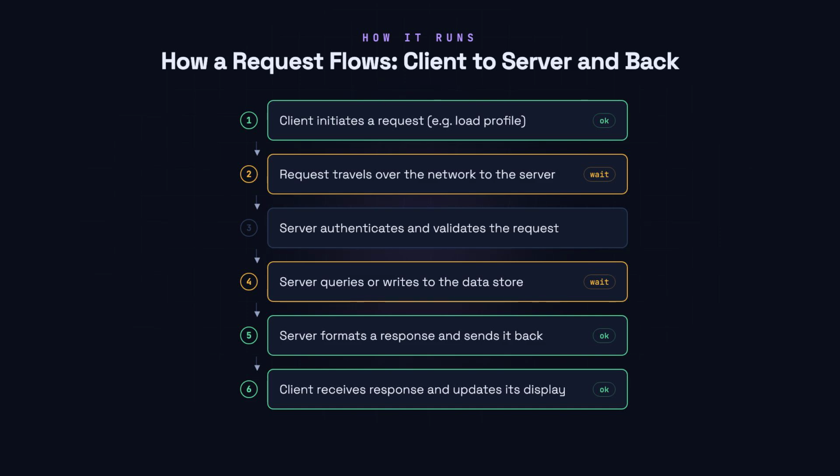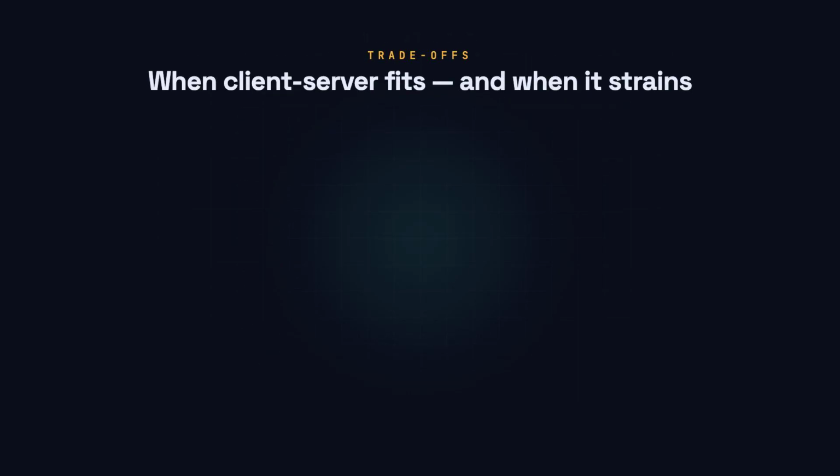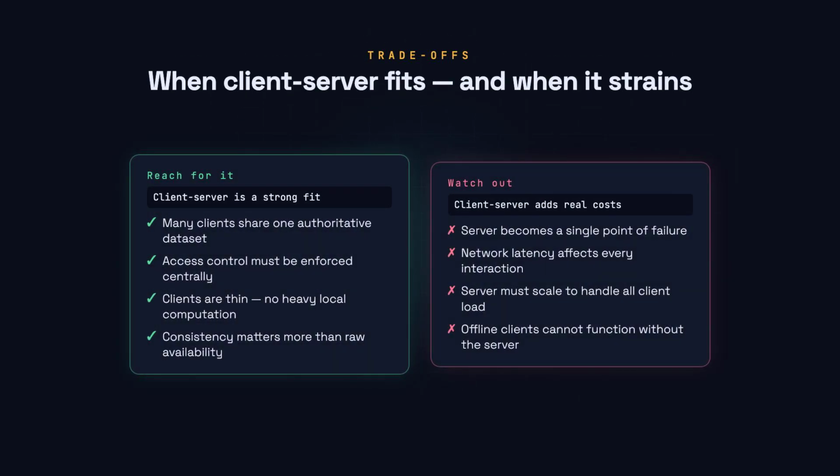The key consequence is a clean separation of concerns. The client handles presentation, the server handles logic and data access, and neither needs to know the internal details of the other. The client-server model trades decentralization for control. Centralizing the server makes data consistent and access easy to govern, but it means the server is now a bottleneck and a single point of failure.